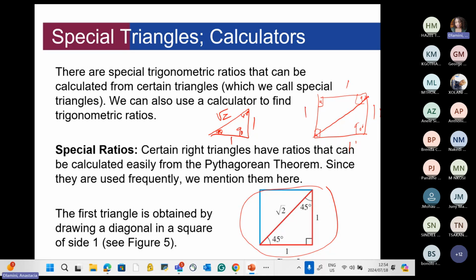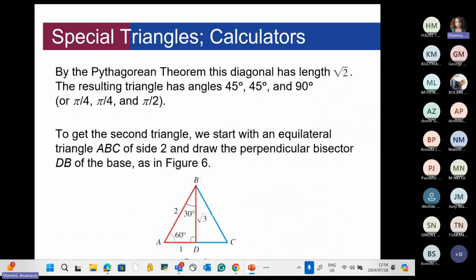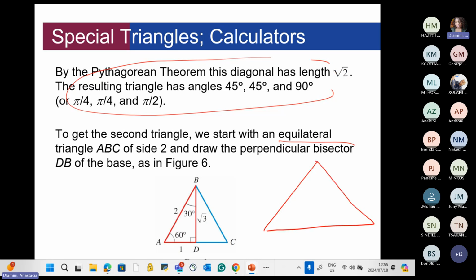Now, the 60 and 30, we find it from an equilateral triangle. They say by Pythagoras, the theorem, this diagonal has the length root 2. So this one, they're just discussing the triangle up there. Now, to get the second triangle, we start with an equilateral triangle, right? What do we know about an equilateral triangle? All sides are equal. It means that if all sides are equal, all angles are equal. So these sides, if we give them 2, let's not give them 1. Let's give them 2, 2, 2, right?